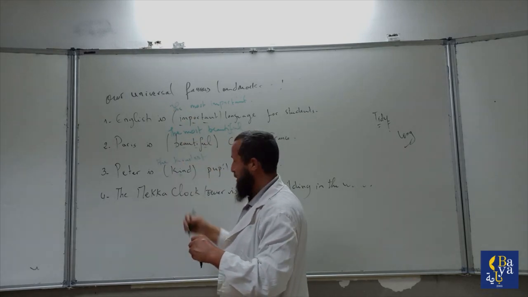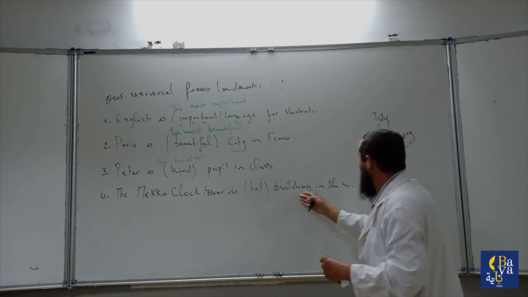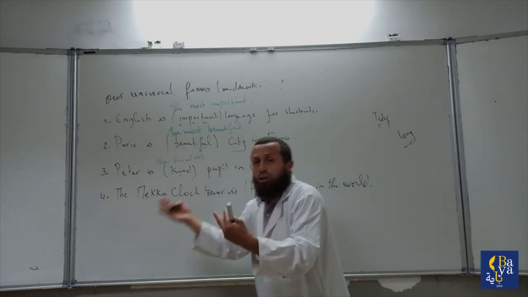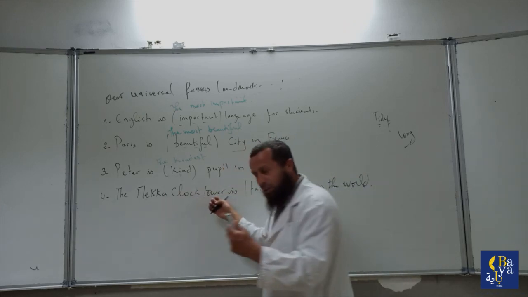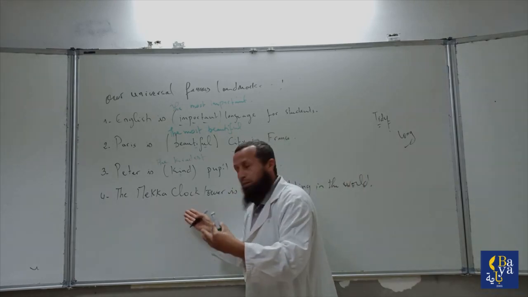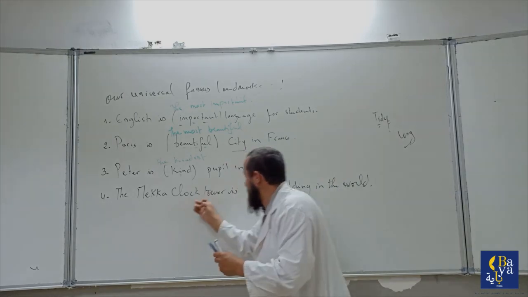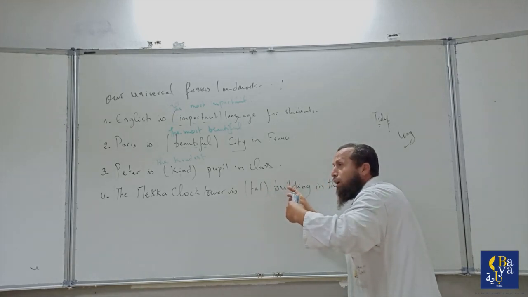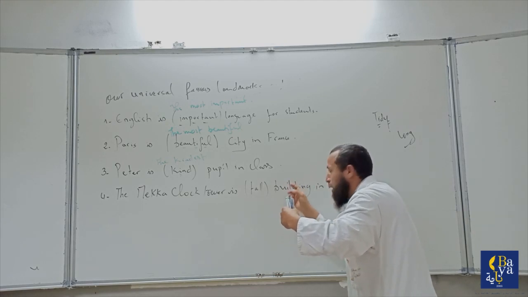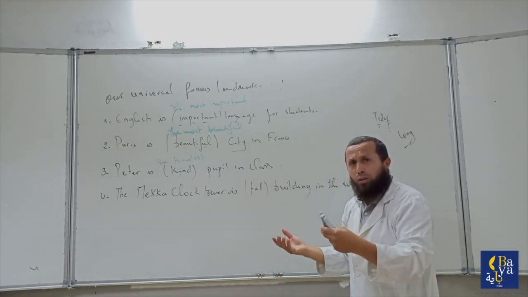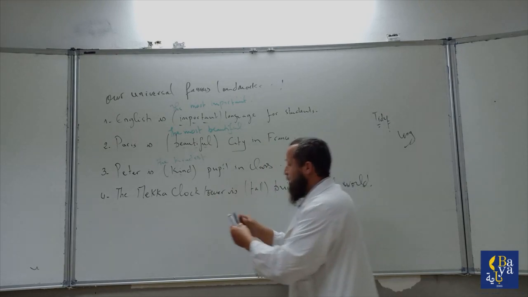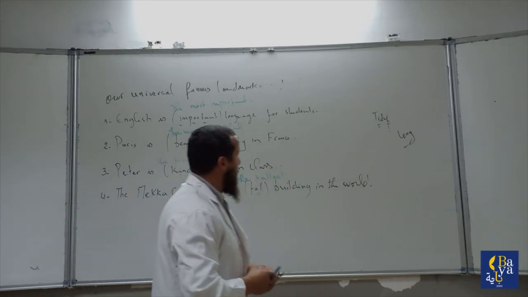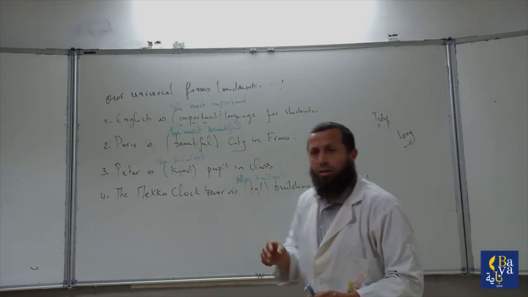Long adjectives, short adjectives. The Mecca clock tower, building in the world. We are comparing the Mecca clock tower not to Big Ben, not to Burj Khalifa, not to Taj Mahal, for example. We are comparing it to all the huge buildings in the world. We didn't say Big Ben, we didn't say Taj Mahal, we say building. How many buildings do we have in the world? So many. Short adjective: the Mecca clock tower is the tallest building in the world.